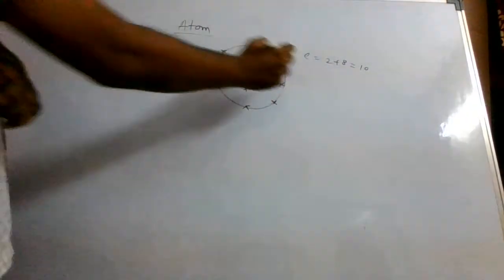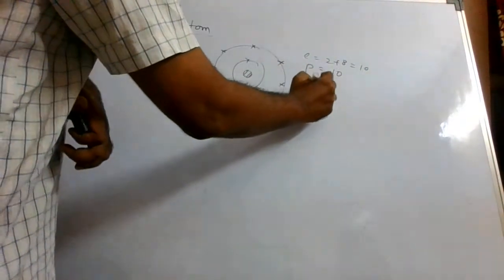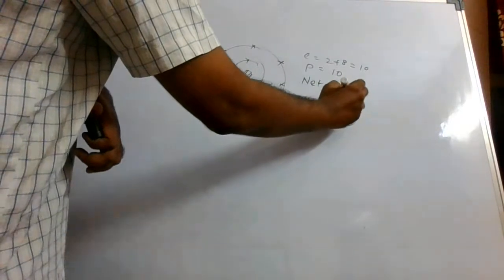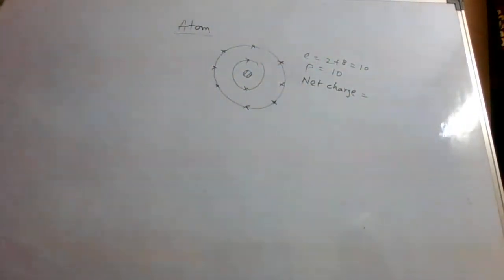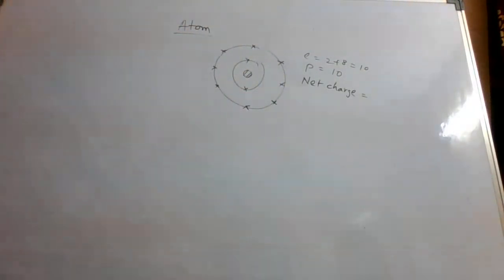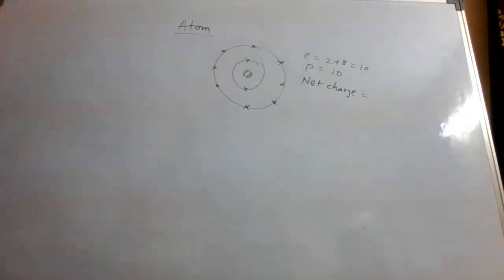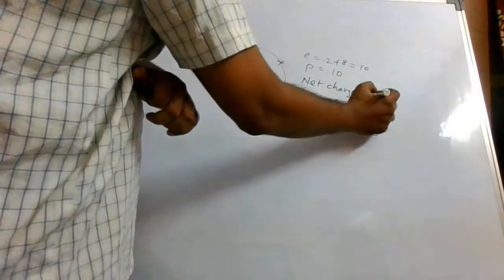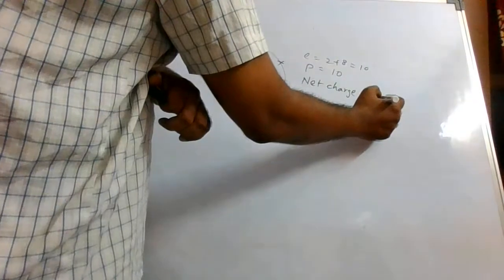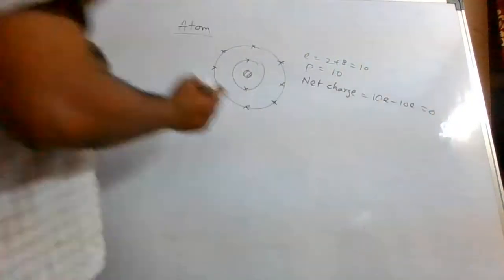And how many protons are there? Protons are also 10. So what is the net charge? See, electron charge and proton charge is same, but electron has a negative charge and proton has a positive charge. Electron mass is less when compared with proton, but their electric charges are same. So here you have 10e, which is proton charge, minus 10e, which is electron charge, which is equal to 0.